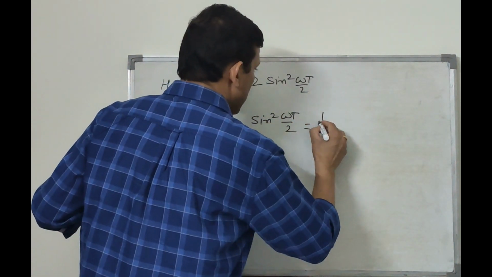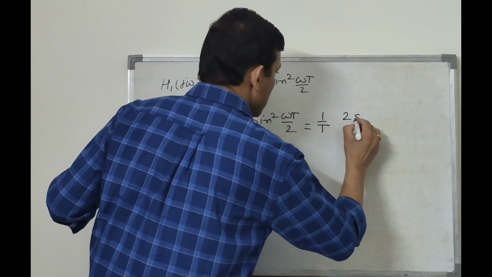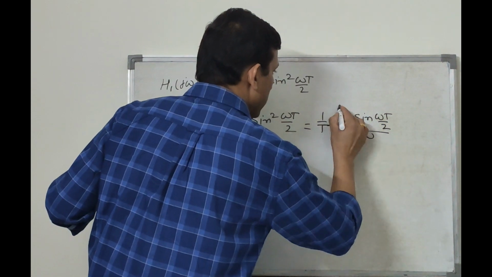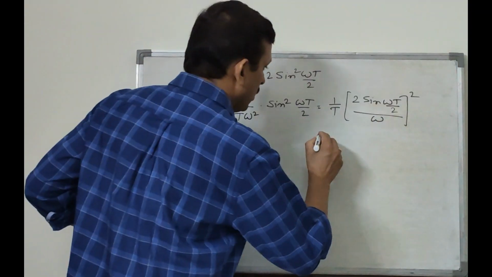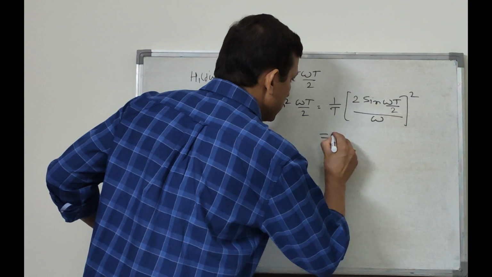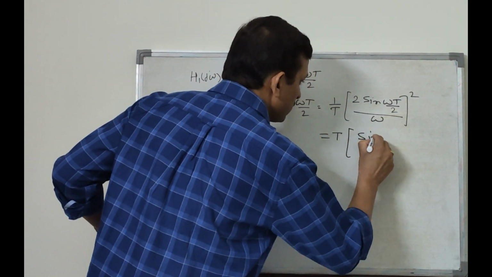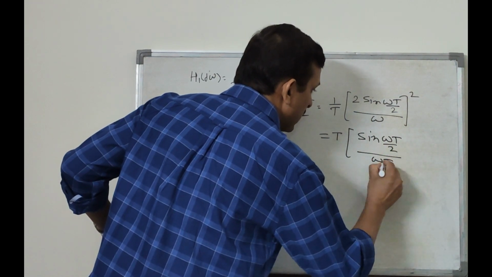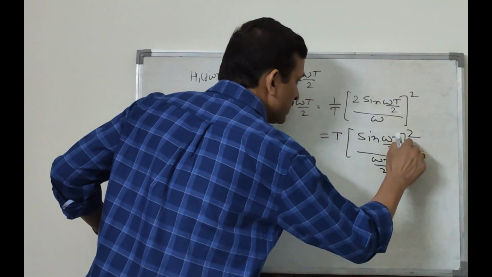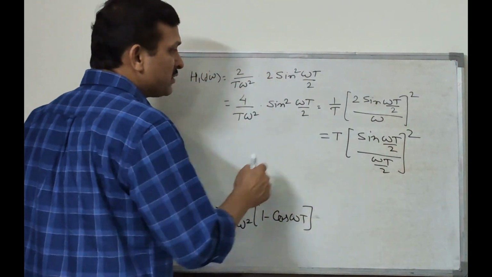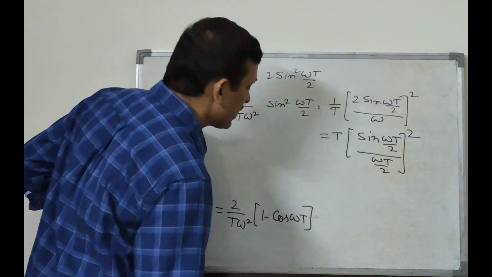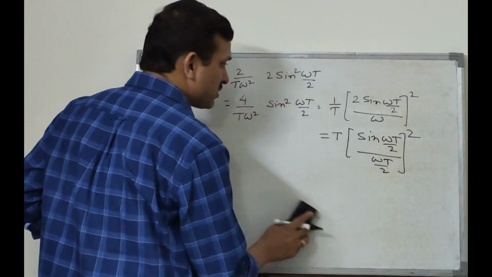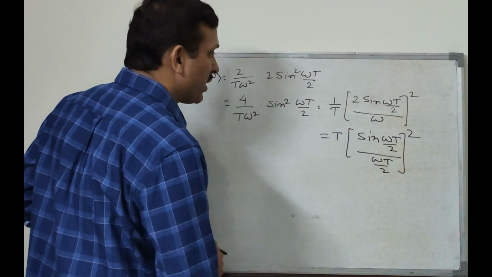Or you can write it like 1 upon t, 2 sin omega t by 2 divided by omega, or we can write this as t times sin of omega t by 2 divided by omega t by 2, squared. You can see here, because of this square term, this will give smoother filtering as compared to the zero order hold. That's why the output of this first order hold will be better as compared to the zero order hold.